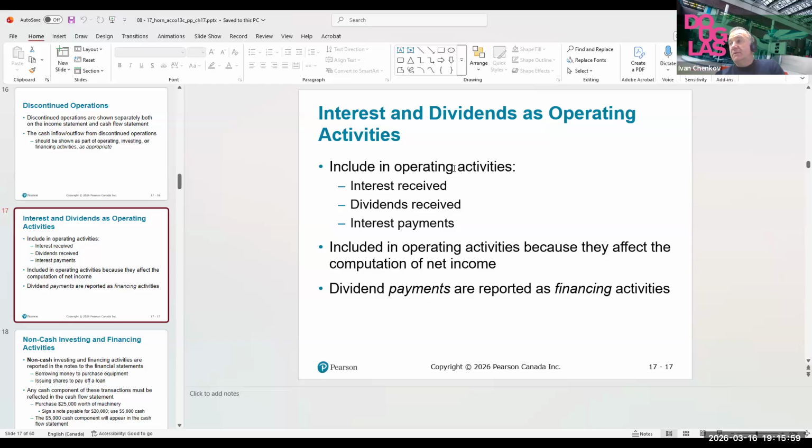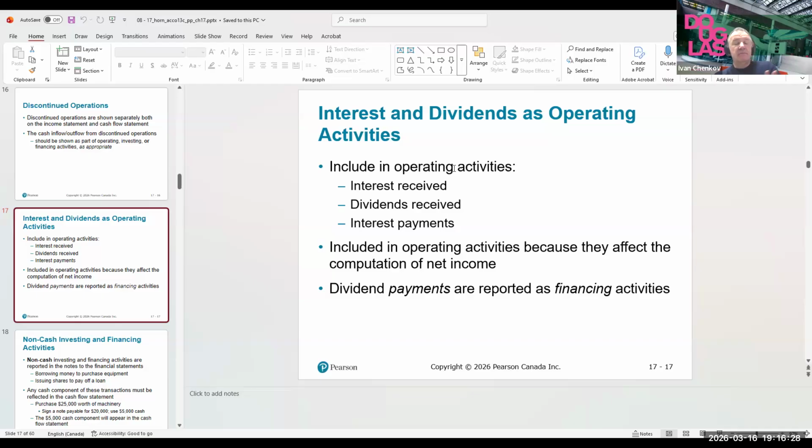Now, if we need cash and we borrow money from the bank, how are we going to treat the payment of the interest, which we have to pay on the installments over the period of time? That will be part of the operating activities. Only and only the dividend that we are paying to our shareholders will be part of the financing activities.